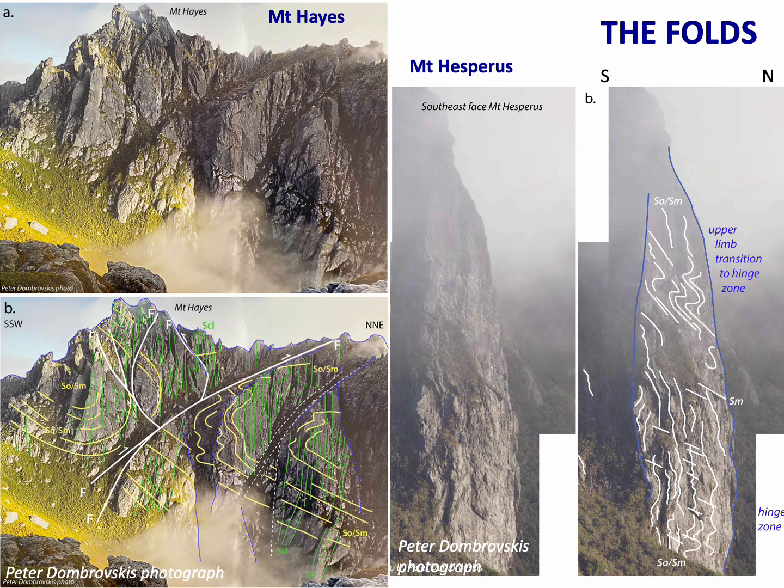Some of the fold profiles are shown in these Peter Dombrovskis photographs of Mount Hayes, both looking to the northwest, and of the southeast face of Mount Hesperus. The Mount Hayes profile shows a north-closing macrofold hinge thrust over a south-closing macrofold hinge. The Mount Hesperus face shows an upper limb transition into the hinge of the major north-closing recumbent fold that dominates the Western Arthur Range.